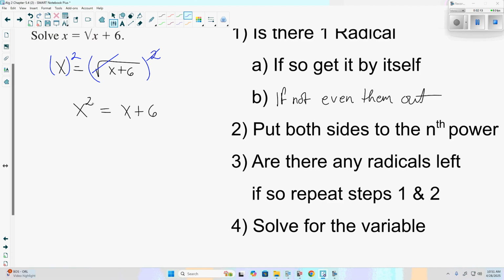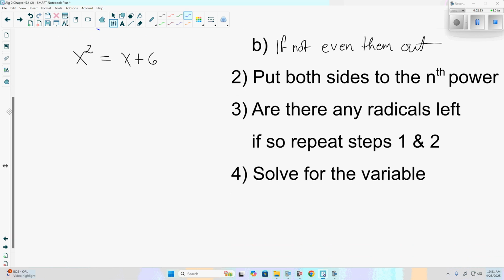Step 3, are there any radicals left? No. Because if there were, we're going to repeat steps 1 and 2. Since there are not, we can move on to step 4, which is to solve for the variable. Now, everything we did on Thursday was pretty much get x by itself, and that's because we did not have x to a power greater than 1. Here we do have an x squared term.